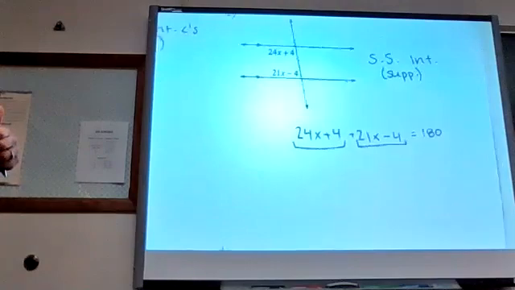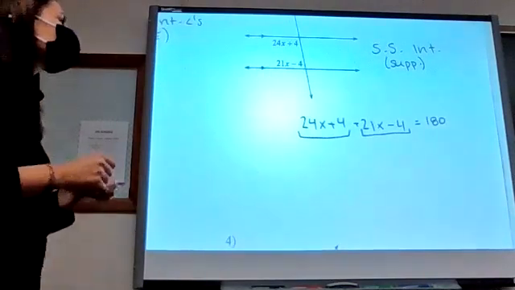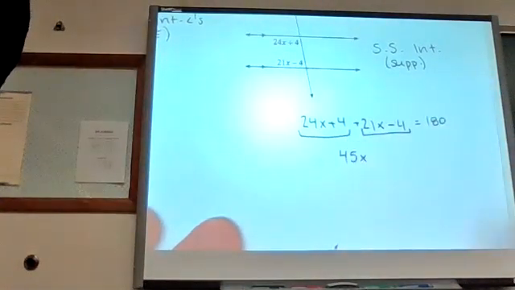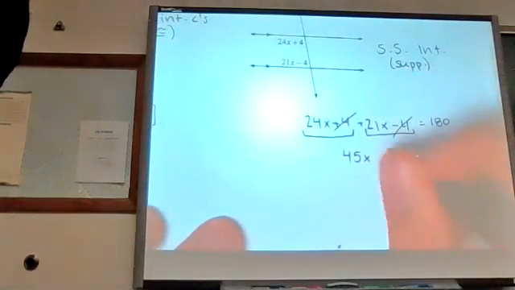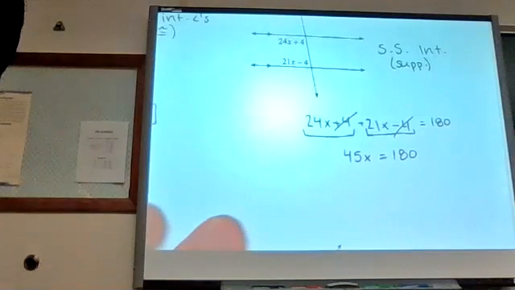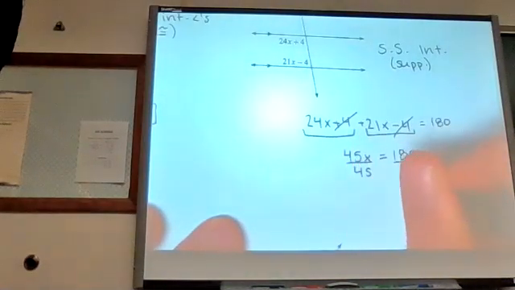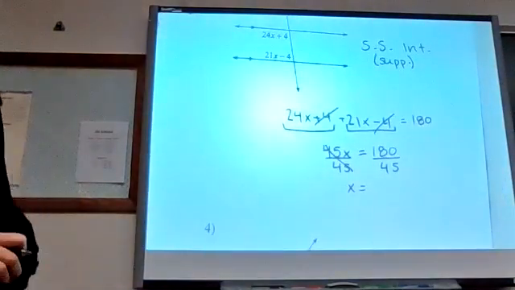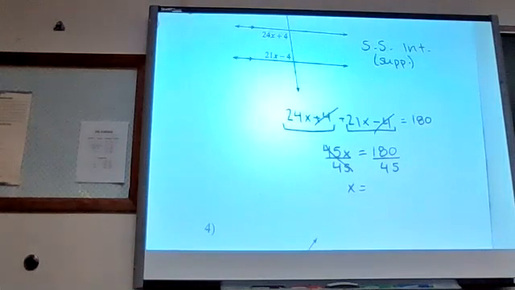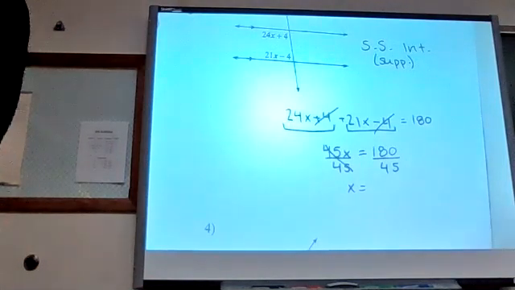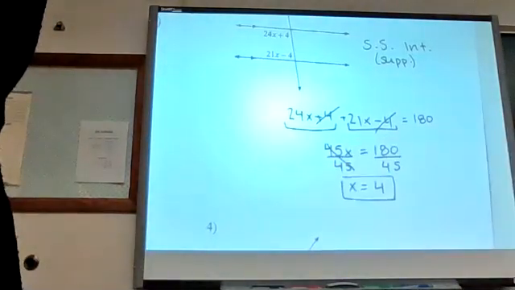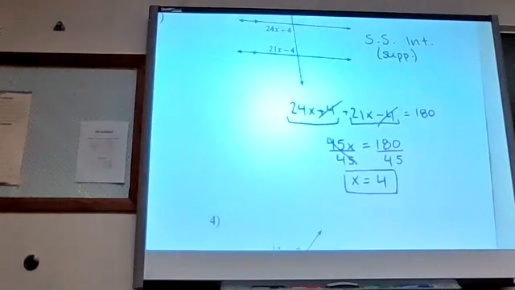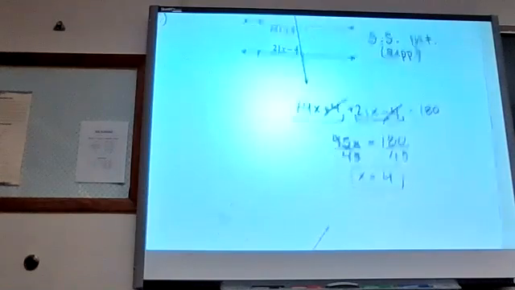And combining like terms there, how many x's do I have? 45x. And what happens to the 4's? They cancel out. So 4 and -4 cancel out, and I have 180. And I divide by 45. How many times does 45 go into 180? 4 times. Good. So different relationships mean the equation is going to look different. Sometimes they're equal to each other. Sometimes they're equal to 180.